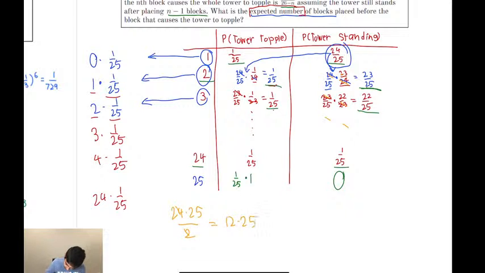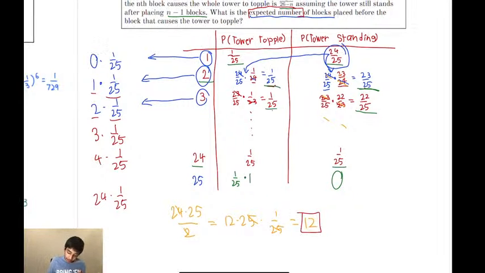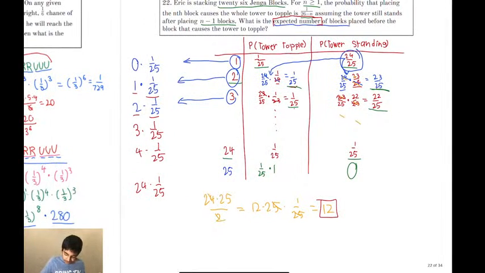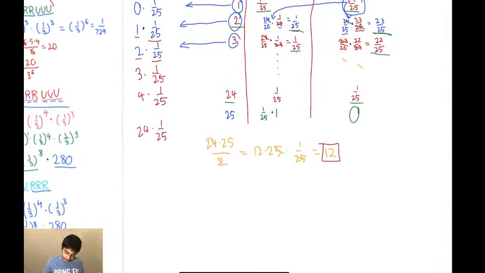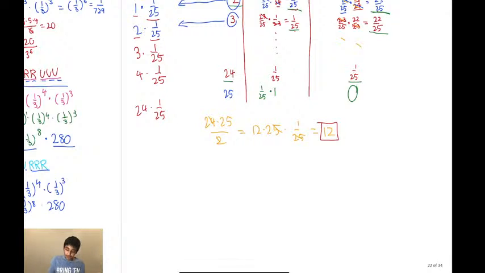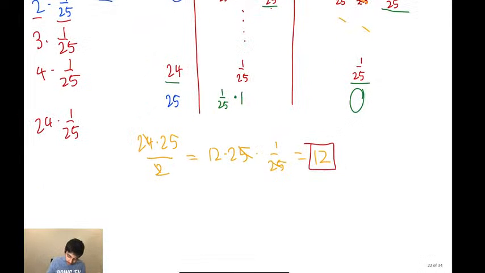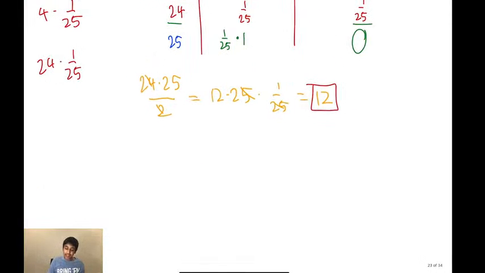And then times 1 over 25 equals 12, which is the answer to this problem. I know the solution seems a little bit complicated, so now I'm going to show you a way you could have guessed the answer correctly. If you didn't know how to solve it, which most of you probably didn't, here's the way you probably could have guessed the answer.